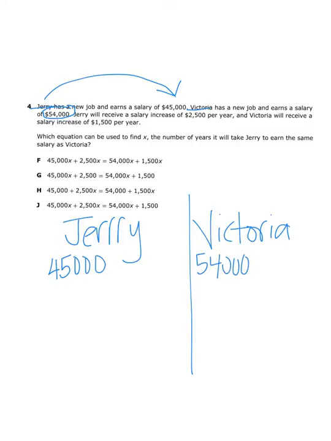Jerry receives a salary increase of $2,500 per year. So that's happening more than once. So Jerry gets $2,500 per year. And Victoria will receive a salary increase of $1,500 per year. So Victoria gets $1,500 per year. So once your information is organized, you're just looking for the choice that matches what you did.